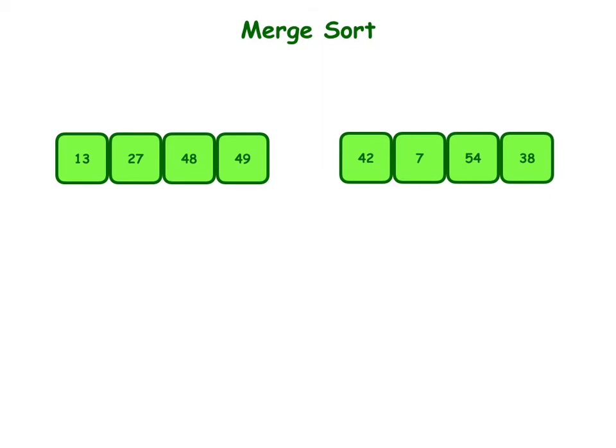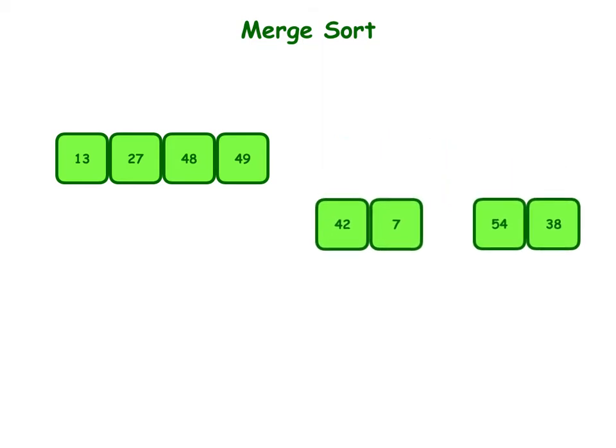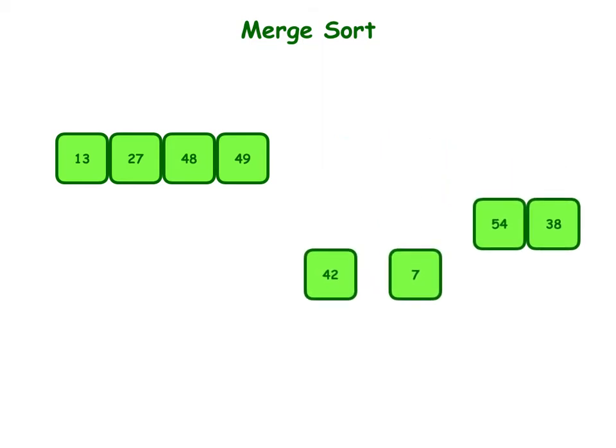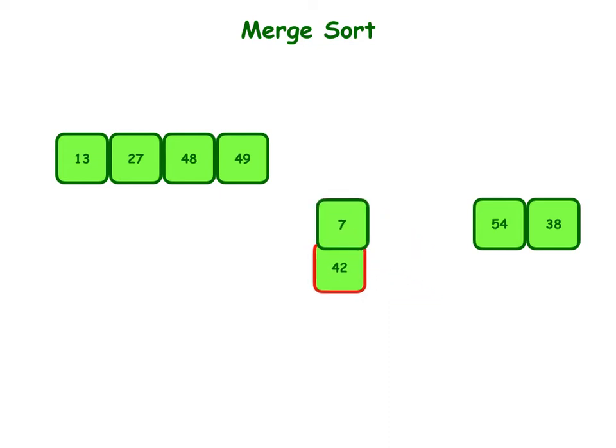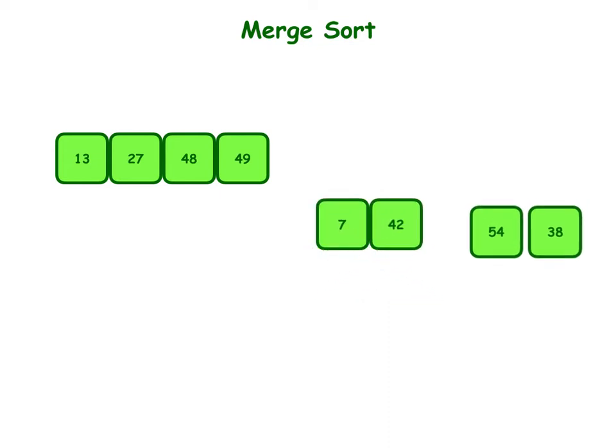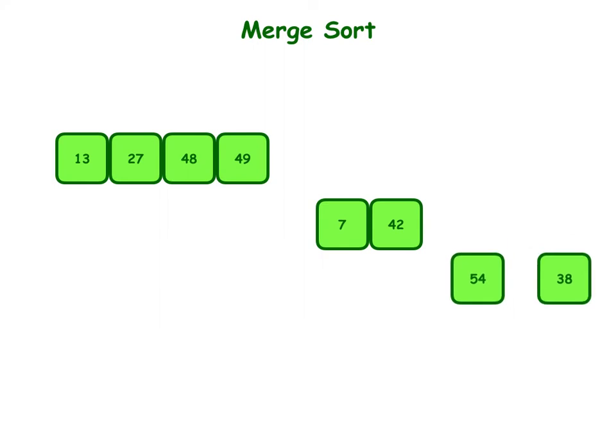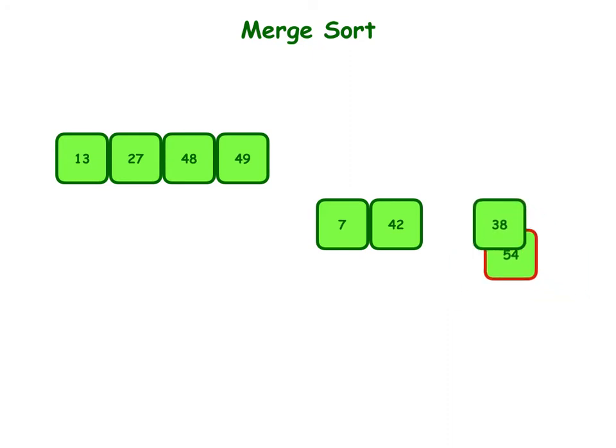Now let's sort the right side. Break it down, break it down. We're at the base case, so we compare 7 and 42. 7 is the smaller of the two numbers, so 7 gets brought up, followed by 42. Now on the far right, break it down. We're at the base case. Let's compare 38 and 54. 38 is the smaller of the two. Bring 38 up, followed by 54.